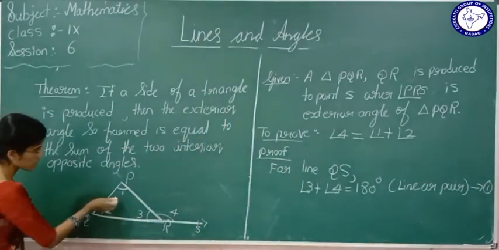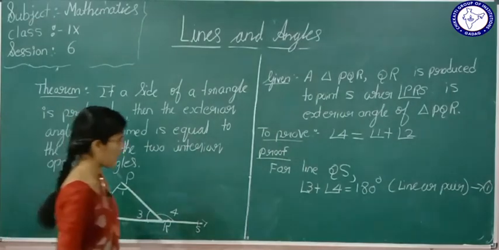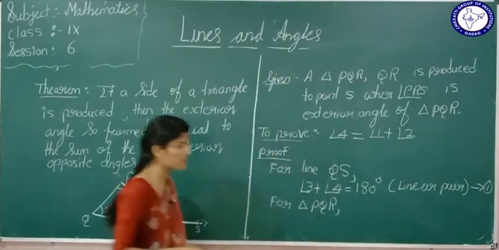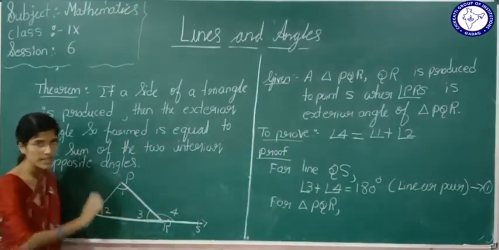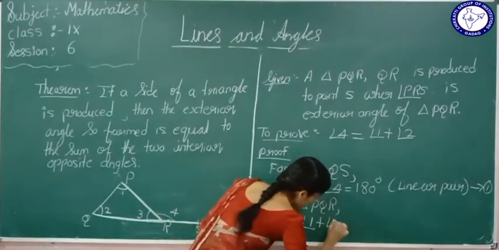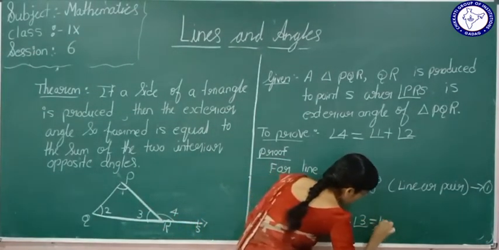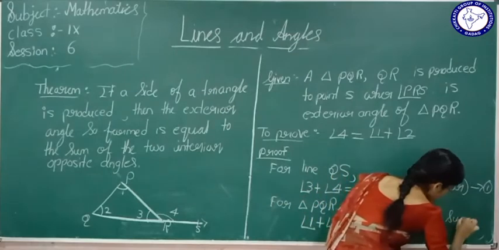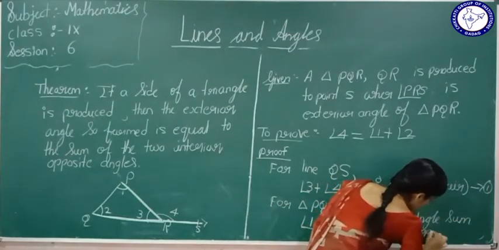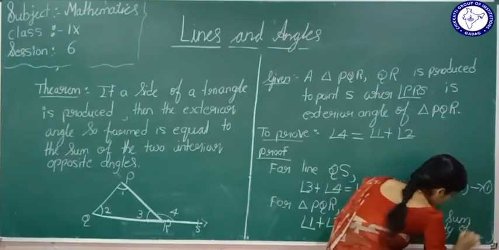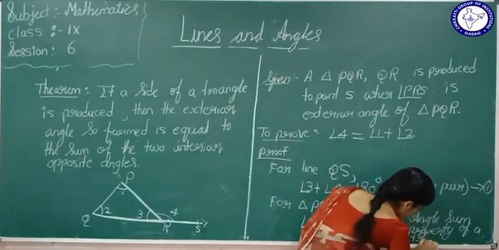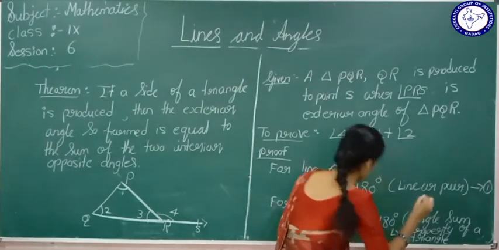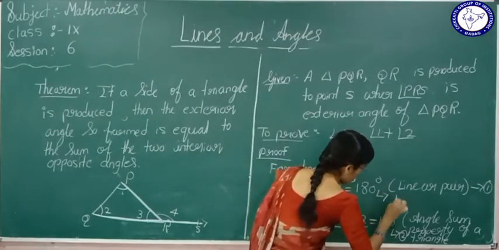Now see here, in triangle PQR, we know that the sum of the interior angles of a triangle is 180 degree. That is, angle 1 plus angle 2 plus angle 3 is equal to 180 degree. What we can write here? Angle sum property of a triangle. Call this as equation number 2 and the earlier one as equation number 1.